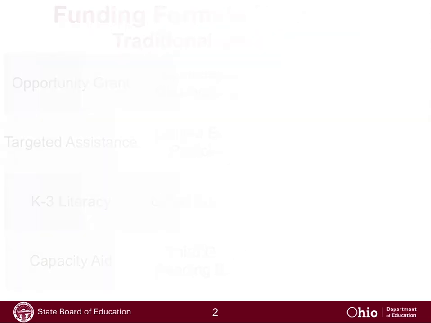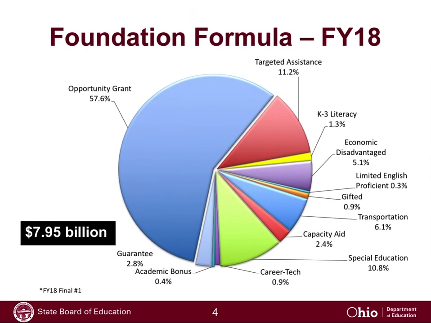This next pie chart takes those different elements and actually shows you the extent to which they contribute to the overall, in this graph, fiscal year 18 funding for the formula, which is close to $8 billion. You'll notice that the opportunity grant is sort of the bread and butter of the formula. It's almost 60% of the entire amount.